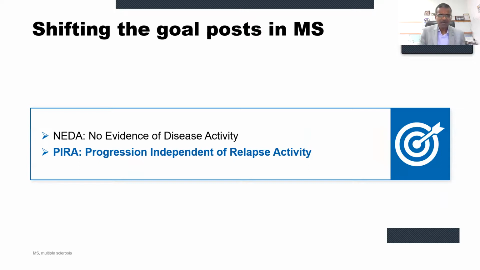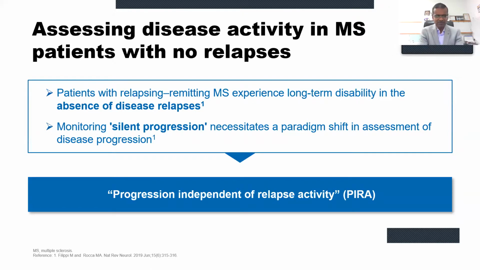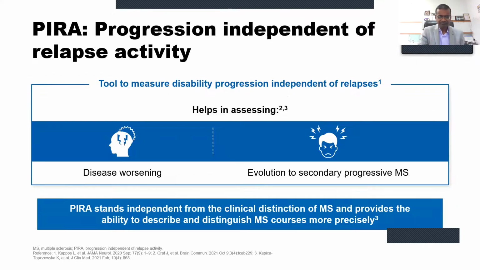The second part is to look at PIRA, progression independent of relapse activity. Sometimes patients may not have a clear-cut relapse, but if you see them year after year, they have more disability. So that is called silent progression. Silent progression is also important because the patient may not have a big relapse. It may be small relapses and the patient may not notice. And that is why patients who are treated have much lesser disability at the end of 10 years or 20 years compared to those who are not treated, even if there are no clear-cut relapses. So that is called progression independent of relapse activity.